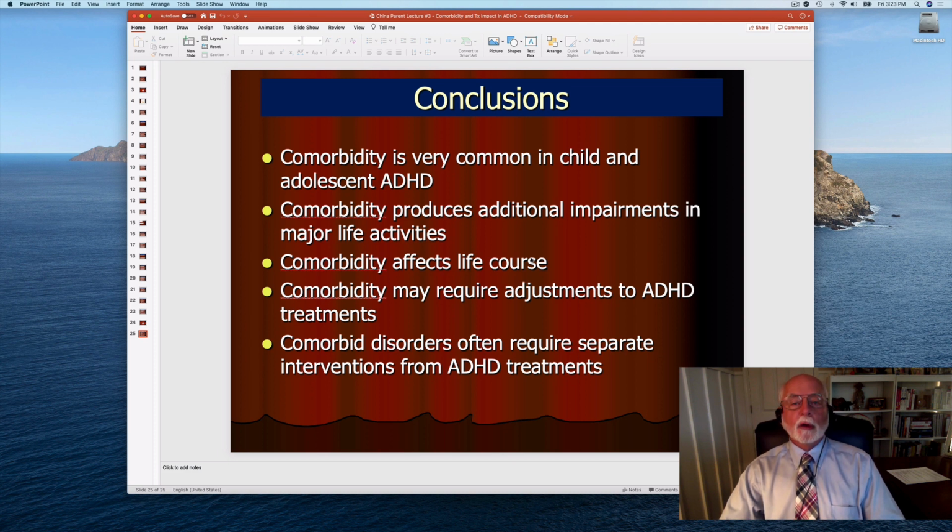And it will also, as I've shown here, have some impact on their life course and their future risk for developing other disorders or other impairments. And as I've said several times in this lecture, often treating the ADHD early in childhood may help to reduce the risk of some of these other comorbid disorders, particularly oppositional disorder, conduct disorder, and depression.